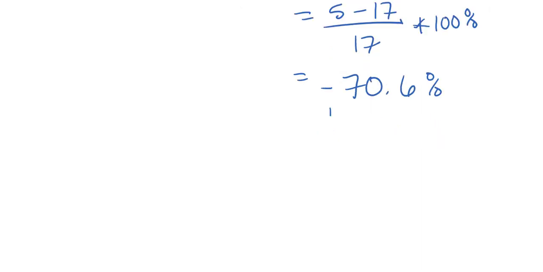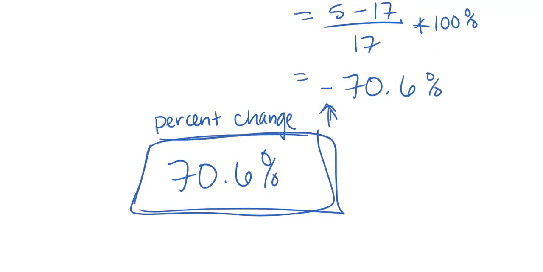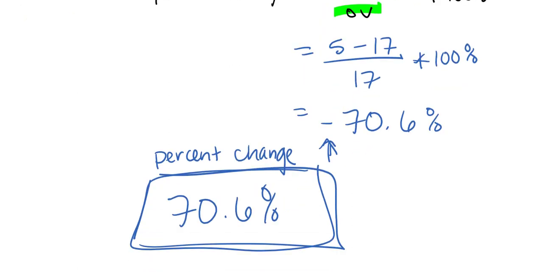So 70.6. And so this would be percent. Now we don't want to represent this as a negative 70.6%. We'll actually still represent it as 70.6%. So this is our percent change, and we know it was a decrease because it was negative, but we're just going to say 70.6%. We'll drop that negative, and that's a good indicator because we were looking for a decrease. So having a negative at the end is always a good sign.